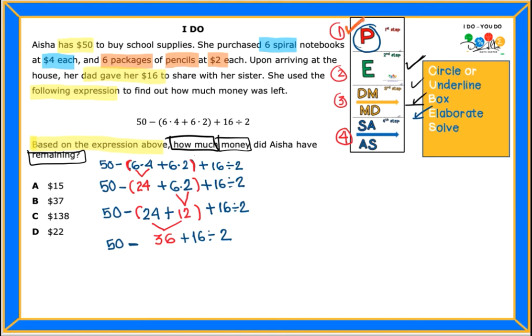Now the next step is exponents. Do we have any of those little numbers on top of our numbers? That means repeat the number by itself? No. So we're done with step 2.